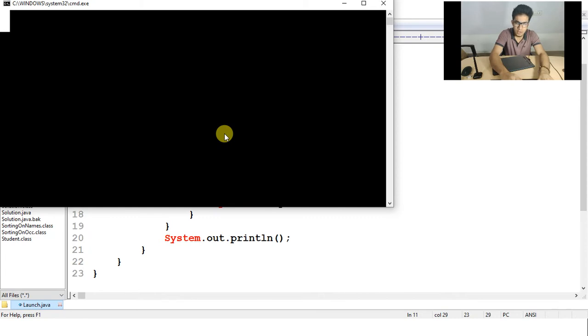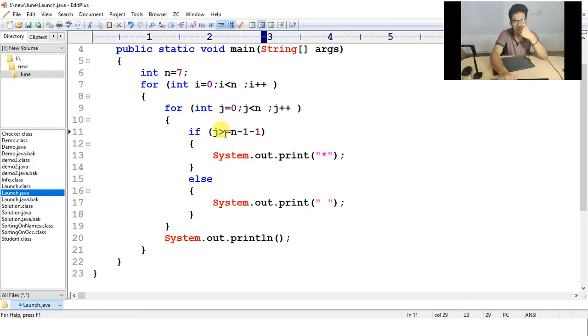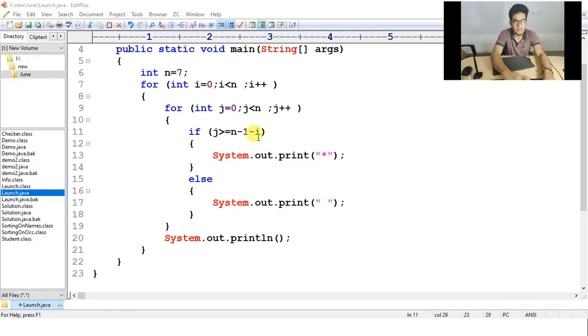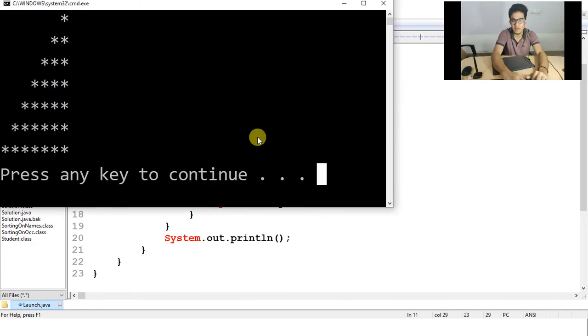But if you want to talk in terms of I, let's see. I'll compile and execute. What has happened here? I have written n minus 1 minus 1; I have to write n minus 1 minus I. Okay, typing mistake. So if I execute, see, I got this area.